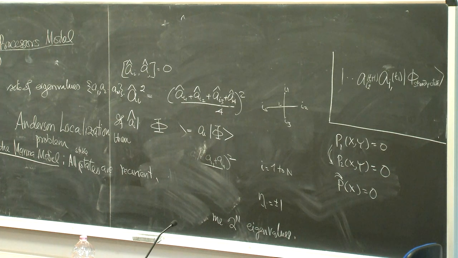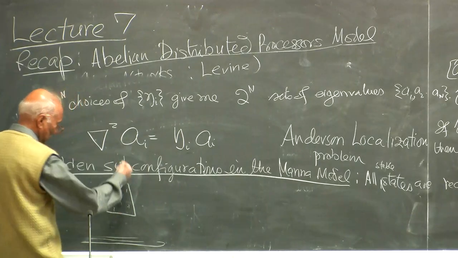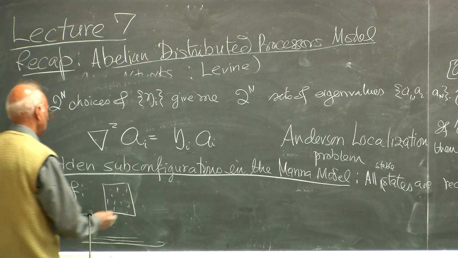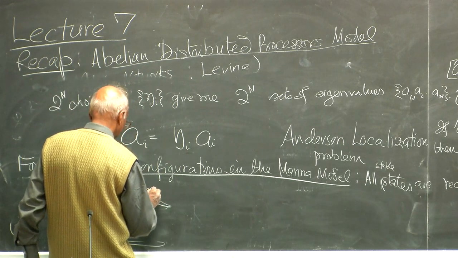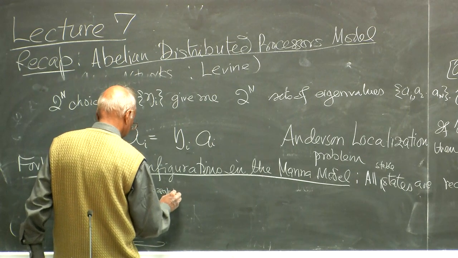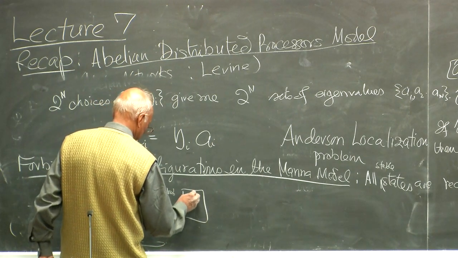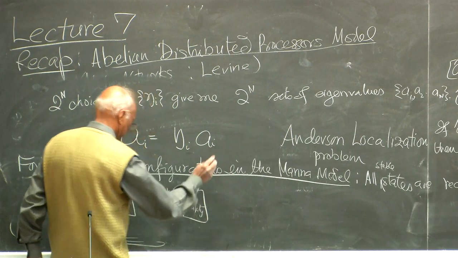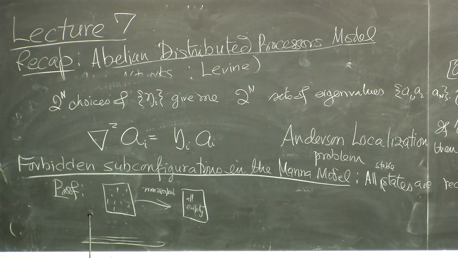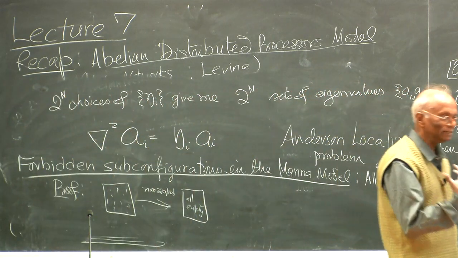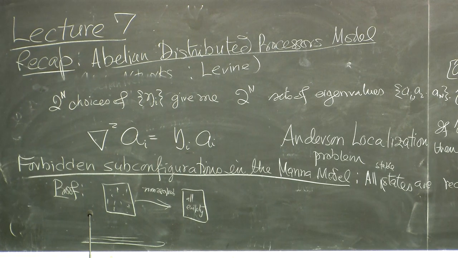Proof. The proof is that if you start with some configuration of the Manna model, so there are ones and there are other places which are zeros. From this configuration, with finite, non-zero probability, you can go to a state which is all empty. So this all empty state is reachable from any given configuration. We will prove this. But once you have reached the empty state, you can reach any other configuration from there by just adding. So all states can be reached from all other states. That is the proof.